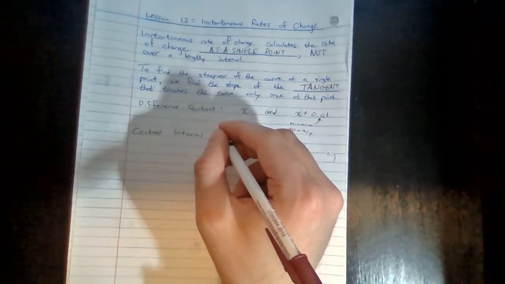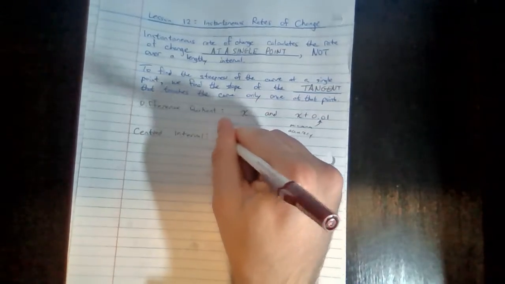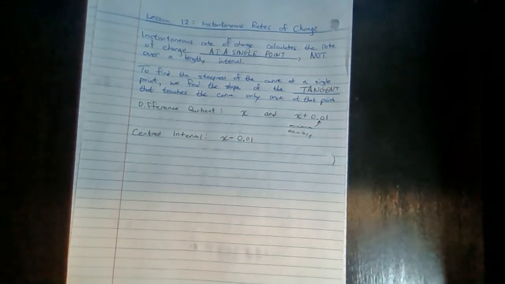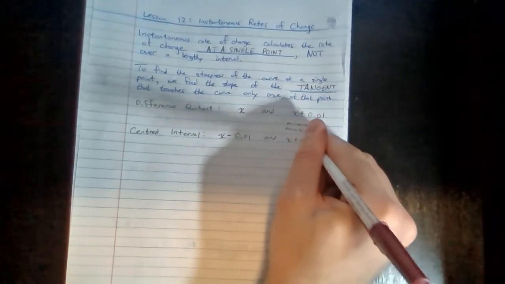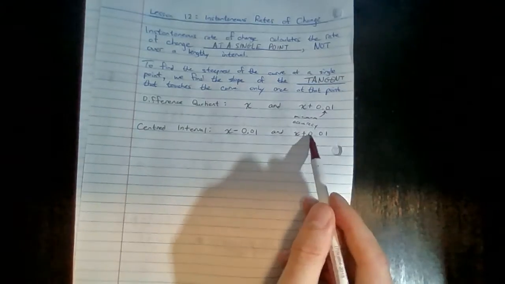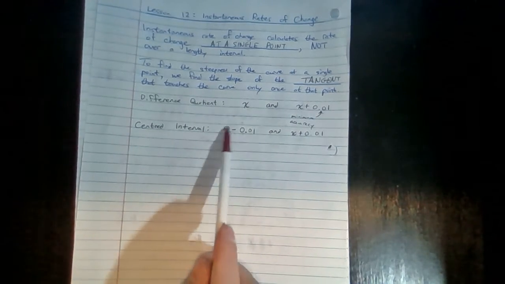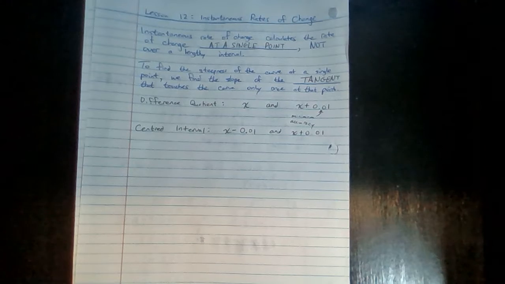So the centered interval, we're looking on either side of our intended value. So our first point will be x minus 0.01, the maximum we want to subtract, and the maximum we're going to add is 0.01. So difference quotient, we're looking at our point and just above. Centered interval, we're looking just below and just above. So our x is going to be right smack dab in the middle of that interval. That's why it's called centered.